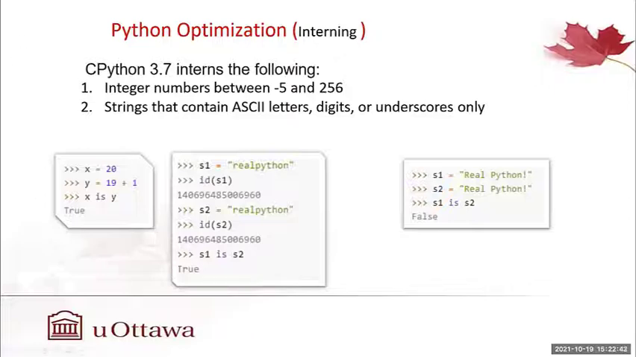The same thing applies for strings. If your string contains only ASCII characters, digits, or underscore, and excludes spaces as well. If we have a space, the interning will not work. So if both strings contain the same ASCII characters, digits, and underscore, they will be interned. What does that mean? They will have the same value in the memory.